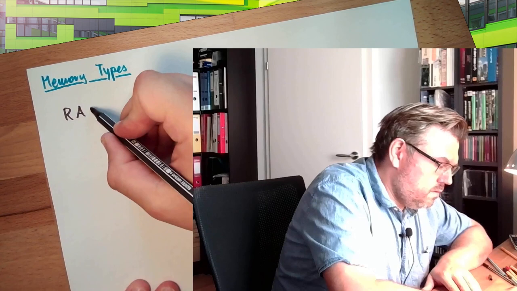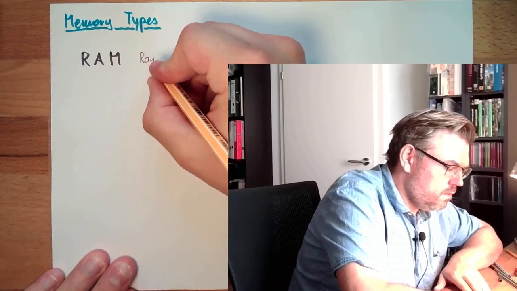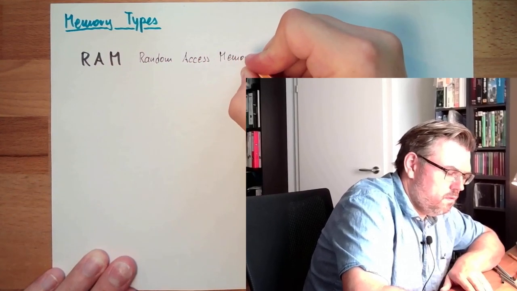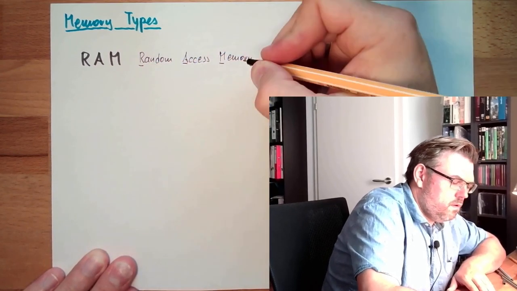Because this time I want to tell you something about different types of memories you have inside. One type of memory is the so-called RAM. Okay, right here, memory types. And one type is the so-called RAM. What actually means random access memory. Random access memory.